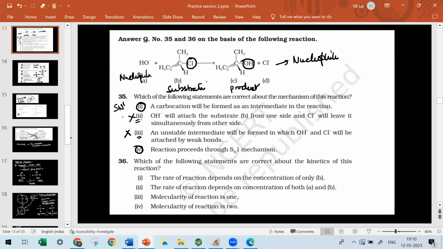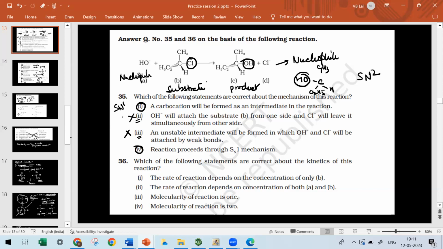Did all of you understand? See, if I had shown the product having CH3 and H here and C2H5 here, and OH on this side, on the left side, then it should have been SN2, and then 2 and 3 would have been the correct answer. But OH is attaching on the same side as Cl. So it cannot be SN2, so it is SN1.